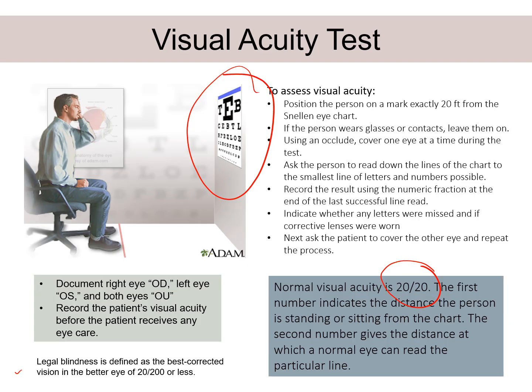And here you can see legal blindness is considered the best corrected vision of 20/200 or less. That means the best corrected vision, so the person can be wearing glasses or contacts and they still have 20/200 or less, meaning it's really bad. Okay.